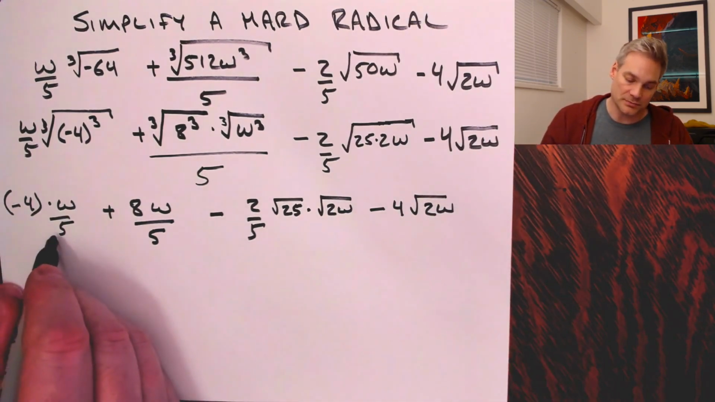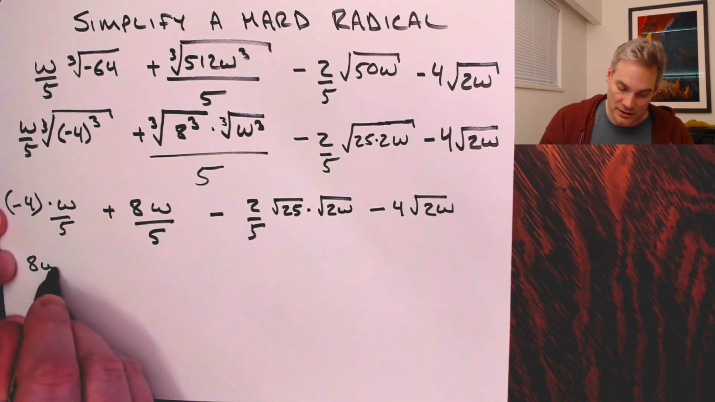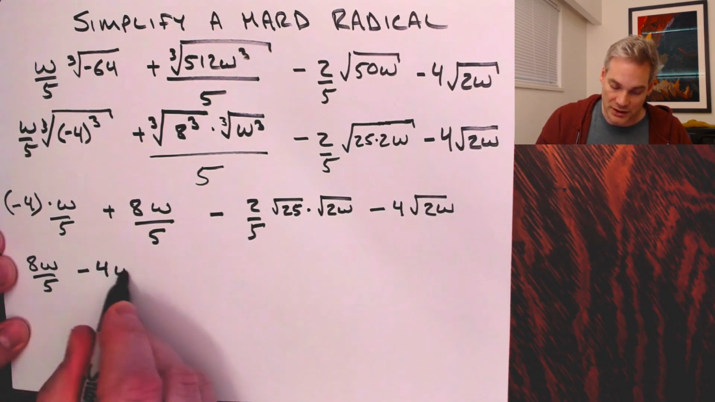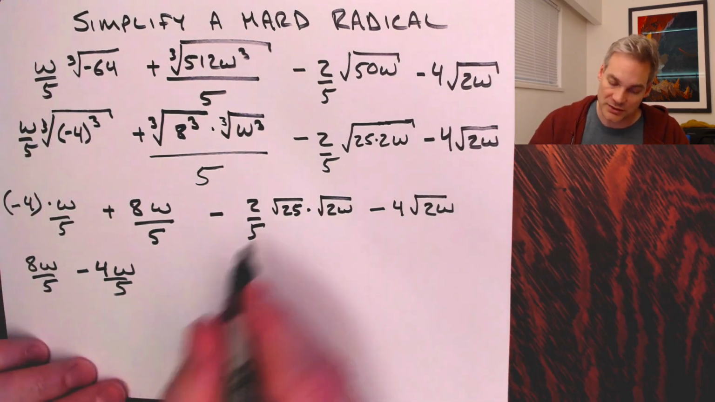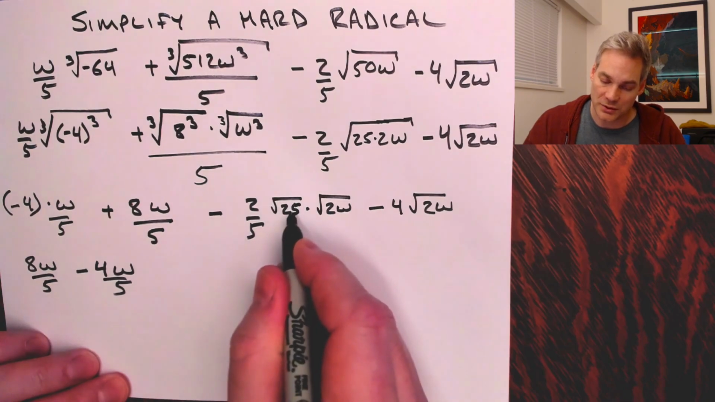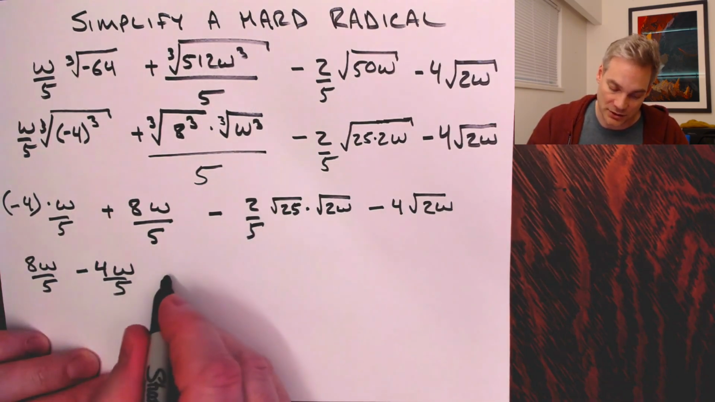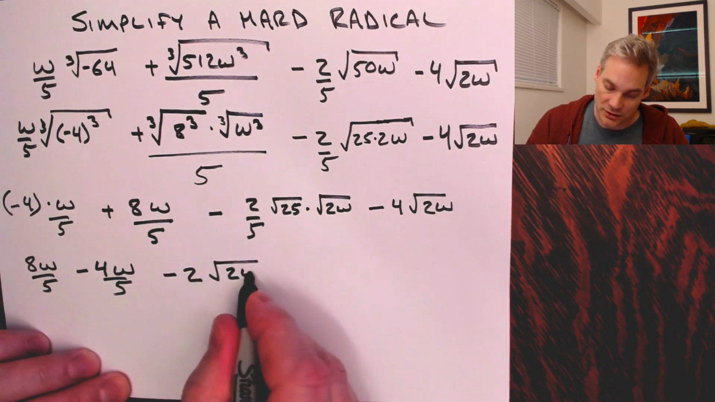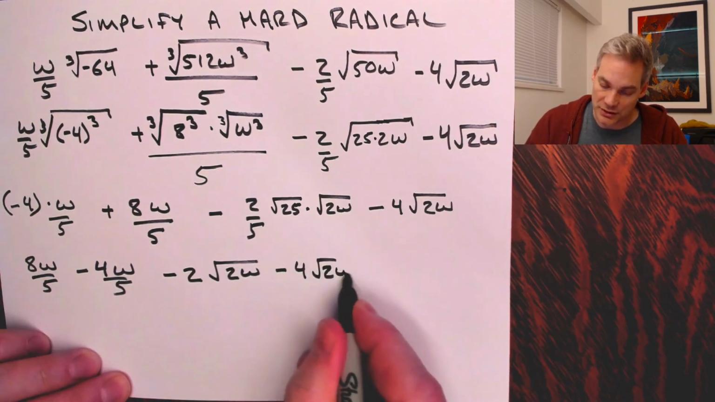Okay, so we can simplify this, so that's 8w over 5 minus 4w over 5. So I just kind of switch the order of those terms. This is just 5. So the square root of 25 is 5. And we divide that by 5 right here. So that's just minus 2 root 2w minus 4 root 2w.